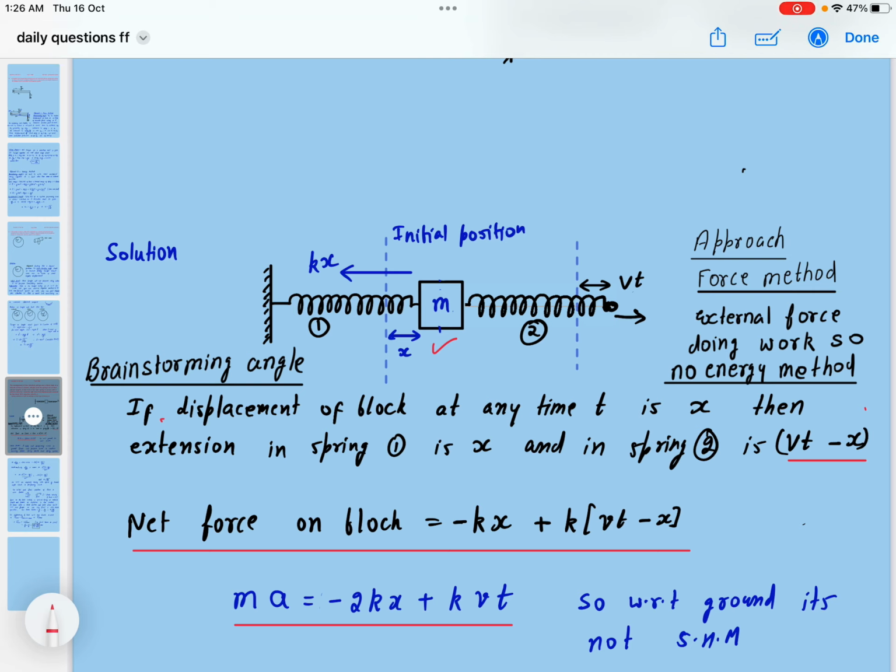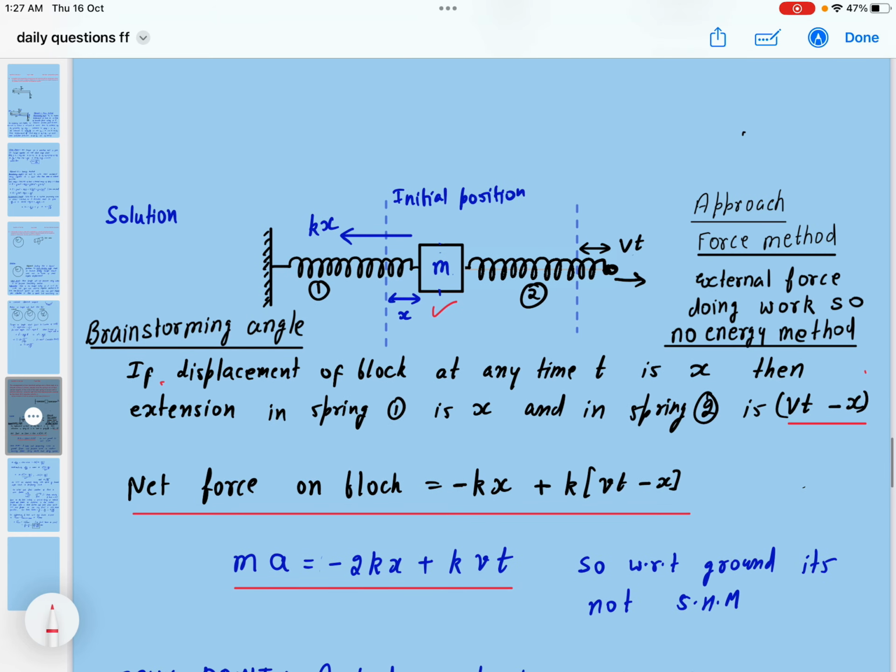But again we can write a as d²x/dt² and v as dx/dt, so it will be a differential equation. Some strong mathematics is required here, right? For King, or Manasa, some of my good students in maths, it's not a big task. But for ordinary students like me who are not that good in mathematics, it will be a very lengthy thing. So what to do?